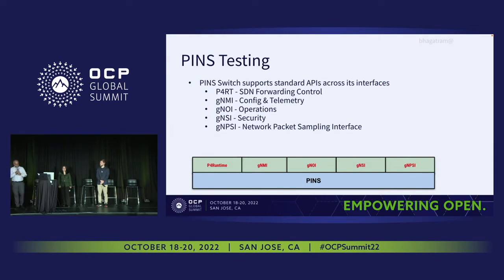Moving on to PINS testing. As I mentioned, testing is a vital piece in making sure that we get the implementation that we are looking at. PINS, as you know, is based on standard interfaces. We have P4 Runtime, gNMI, gNOI, gNSI, and gNPSI. The gNPSI is a network packet sampling interface. It's for sFlow.